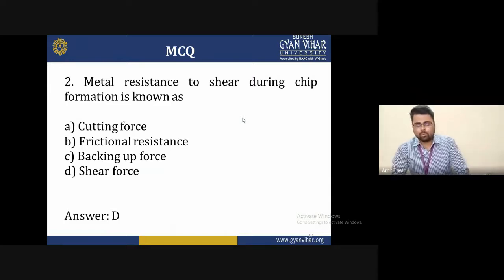If the shear force is not high enough, how can we generate the chip at the surface of material removal? So for material removal, you must identify that shear force is most important for shearing the material and for chip formation. We require such forces for the metal's resistance to shear.